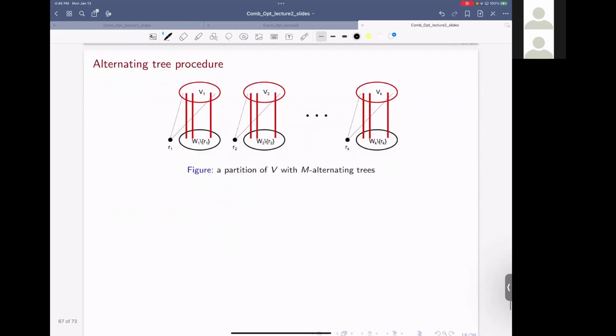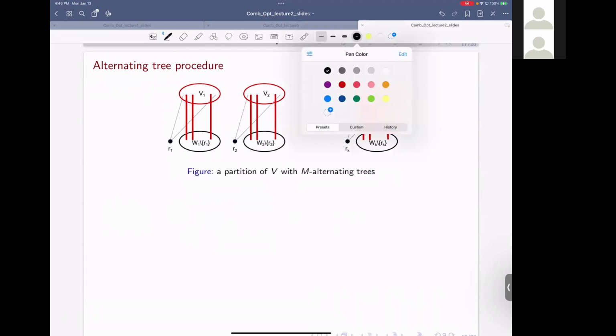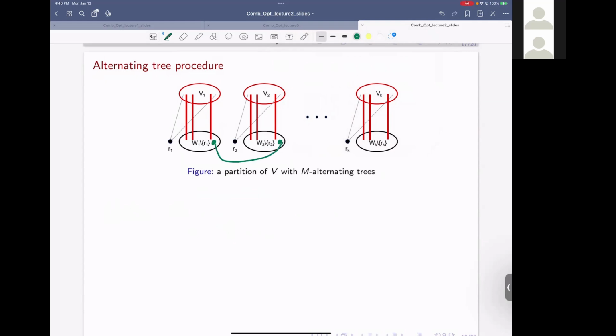Let's get back to this figure. In fact, the reason is simple. Let's say I have two vertices from different trees. I proved that no two vertices from this black set, if they are coming from the same tree, have an edge between them. Otherwise, you get an odd cycle. So if there's an edge between any two vertices at the bottom, they must be coming from different trees.